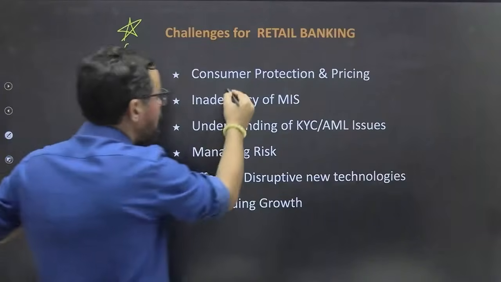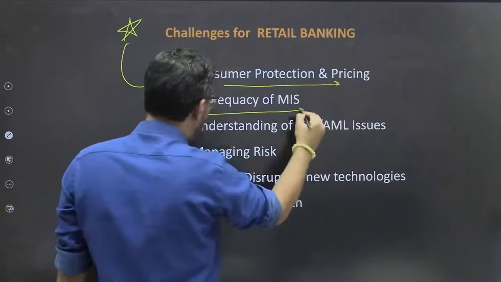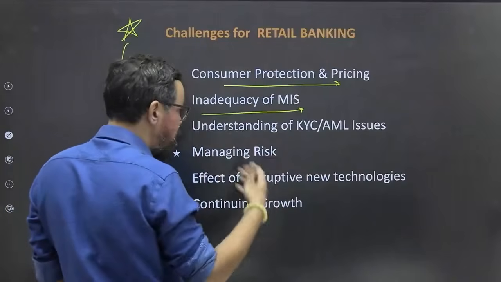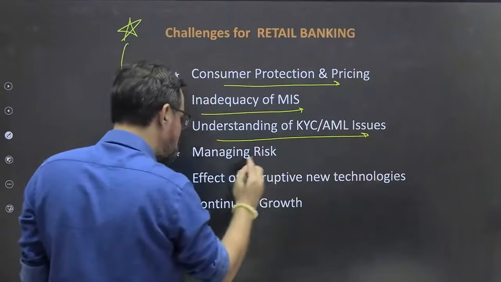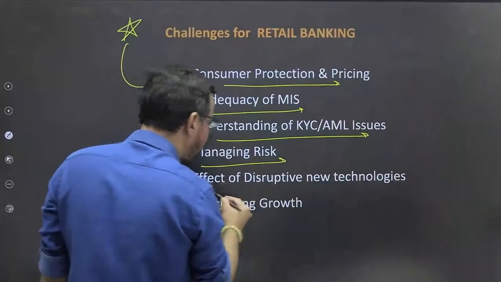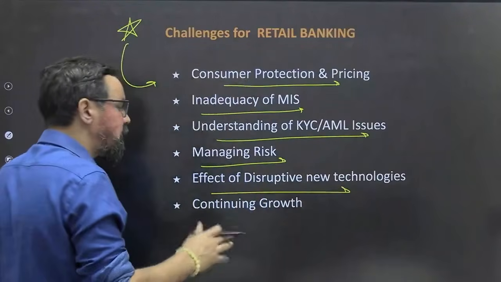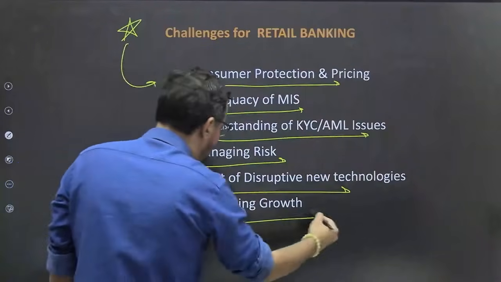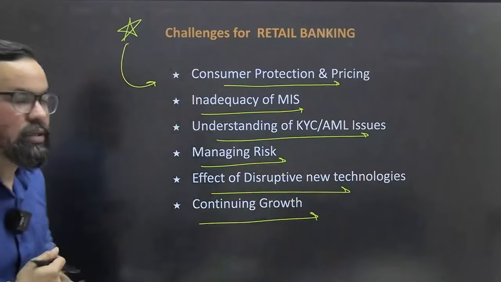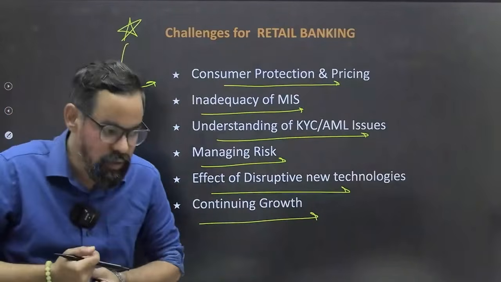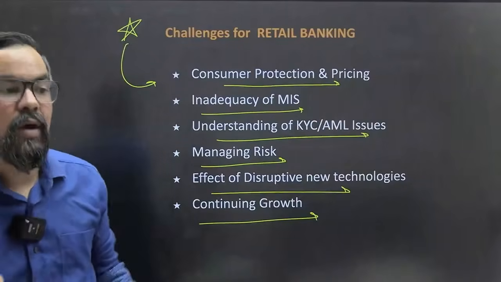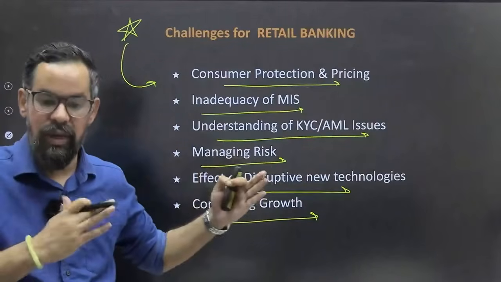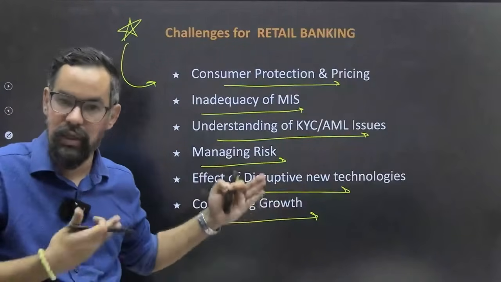So consumer protection and pricing, inadequacy of MIS, management information system, understanding of KYC AML issues, managing risk, okay, then the effect of disruptive new technologies, then continuing growth, okay. So these are some challenges which banks usually face while we manage this particular section, because we are dealing with masses, majorly we are dealing with the masses in this one.